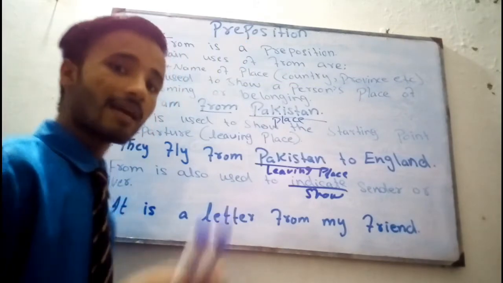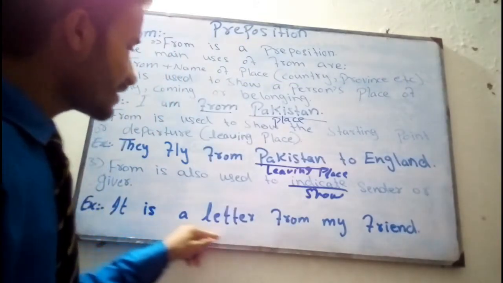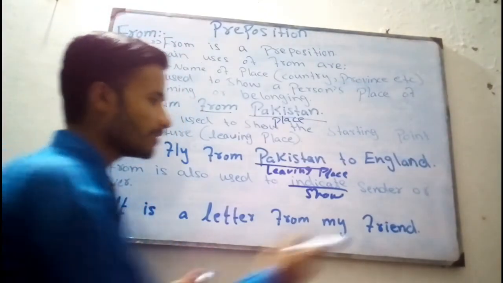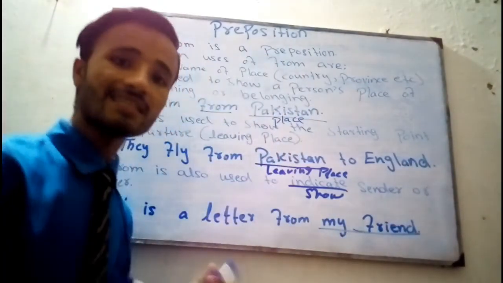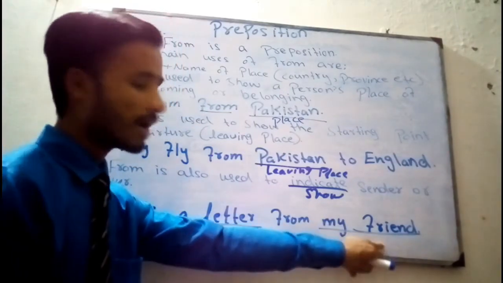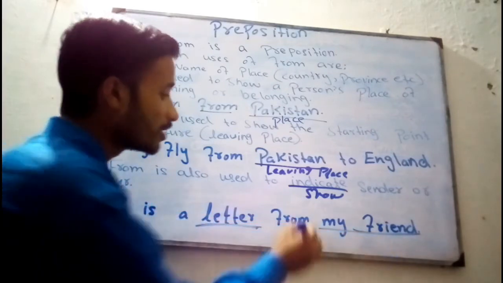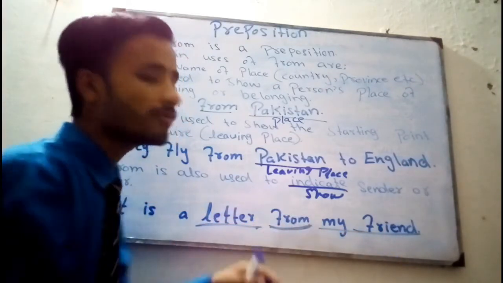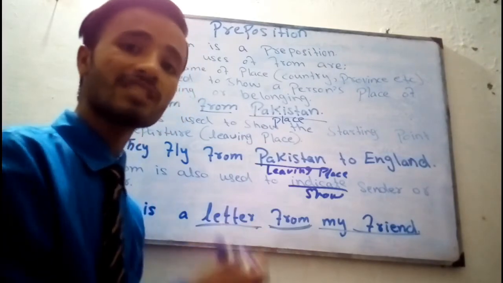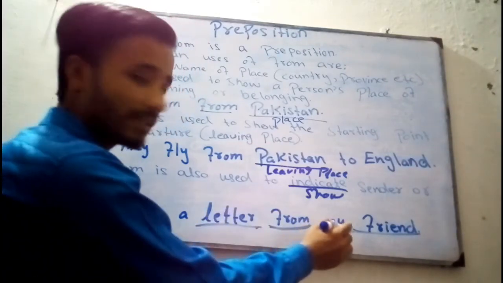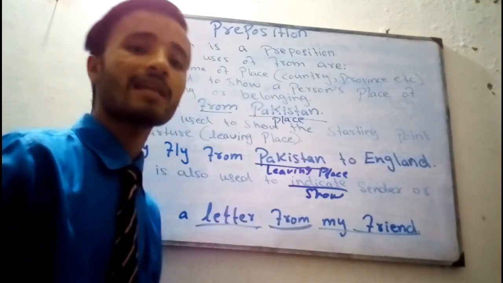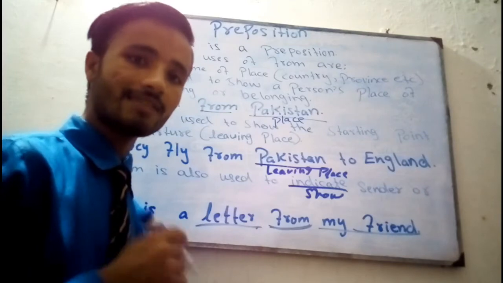Is this clear? How? See, it is a letter from my friend. Now what did my friend do? He sent me a letter, right? So he is the sender here. I mean my friend, he is the sender. So here we use from. Why did we use from? Because we want to know who is the sender, who sent me a letter. So this is a letter from my friend. It means that my friend sent me a letter and I received it. Is this clear? I received it.